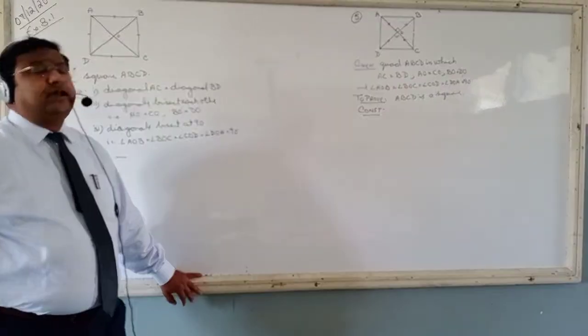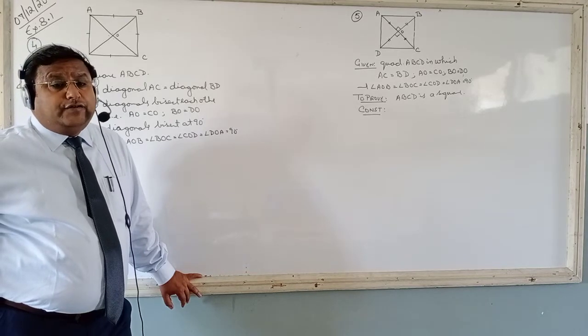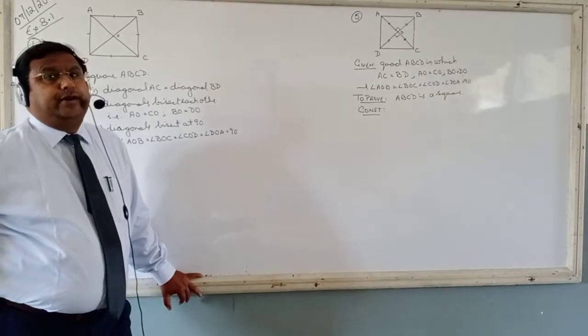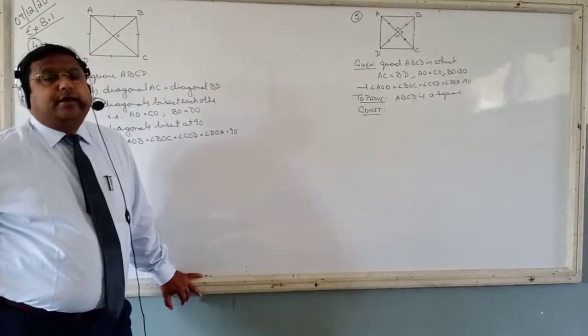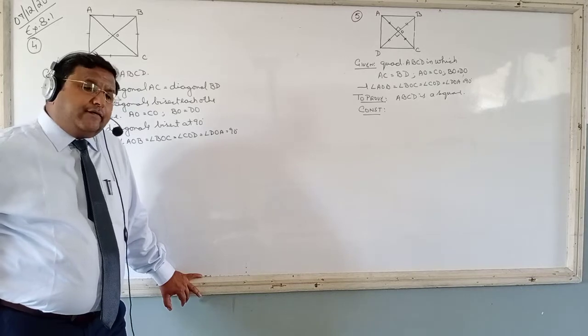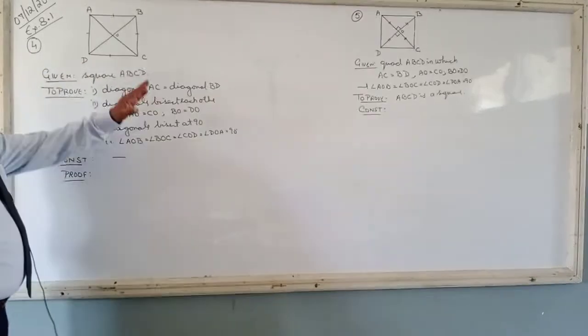In both the questions, the figure was not given to us. We had to draw the figure. How can we draw the figure? By observation, by reading. We know what a square is. We know the properties of the square. But here we have to prove them. We have to prove that these are the properties of a square.